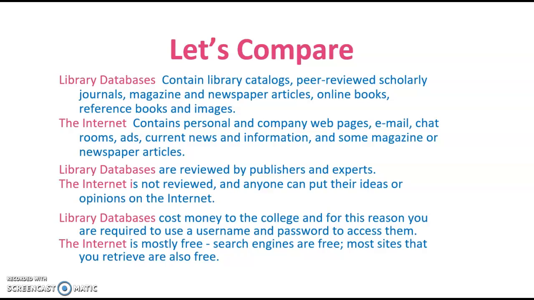So let's compare. Library databases contain library catalogs, peer-reviewed scholarly journals, magazine and newspaper articles, online books, reference books, and images. The Internet contains personal and company web pages, email, chat rooms, ads, current news and information, and some magazine or newspaper articles. Library databases are reviewed by publishers and experts in their field. The Internet is not reviewed, and anyone can put their ideas or opinions on the Internet.